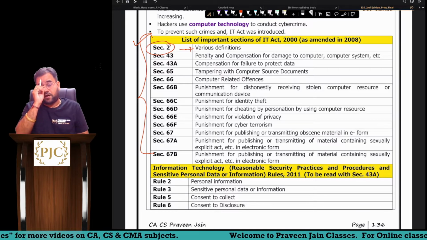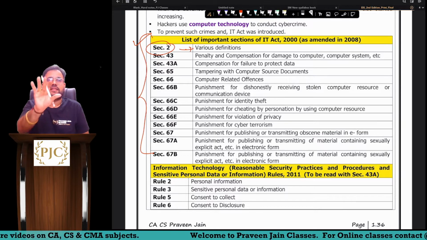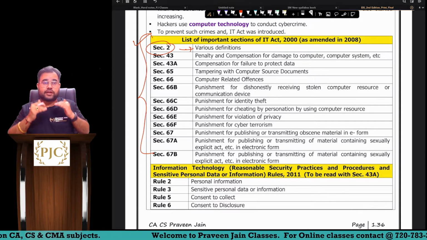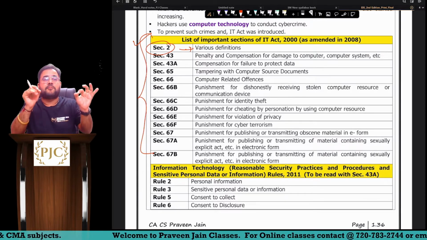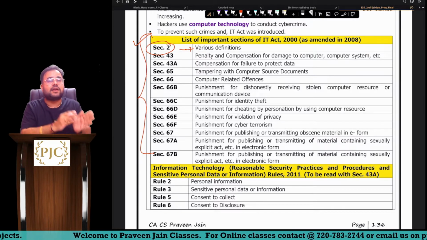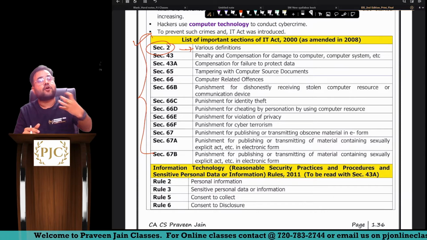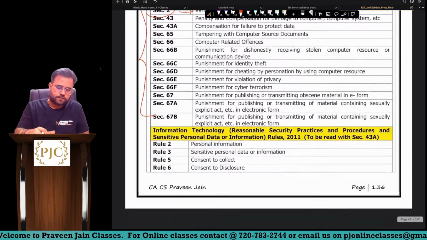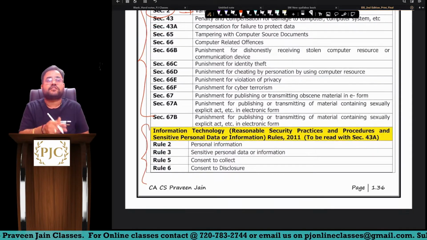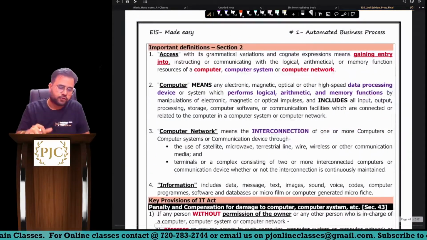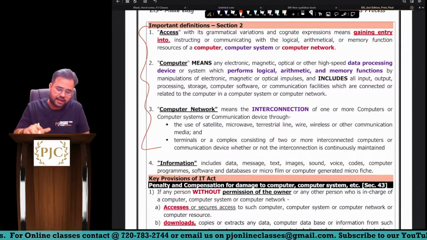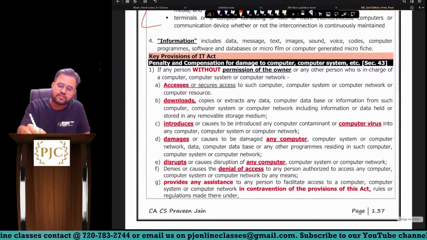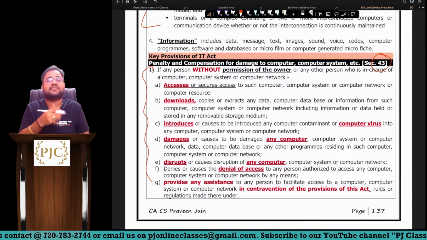Whether you will remember the section number or not is in your hands, but if you attend our classes, definitely I will make sure that you remember the section number with the marginal heading and also the content in it. These are the provisions with respect to the corresponding rules. You can see that all the definitions are again kept here. Then you can see section 43, which talks about various cyber offenses.